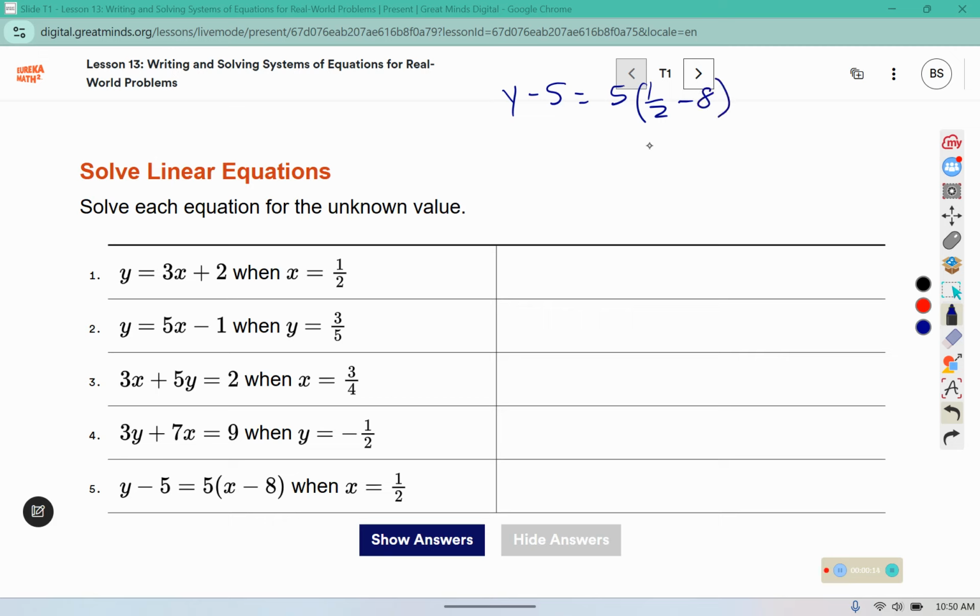1/2 minus 8 is negative 7.5. 5 times negative 7.5 is negative 37.5. Then we can add 5 to both sides, and we get y equals negative 32.5.